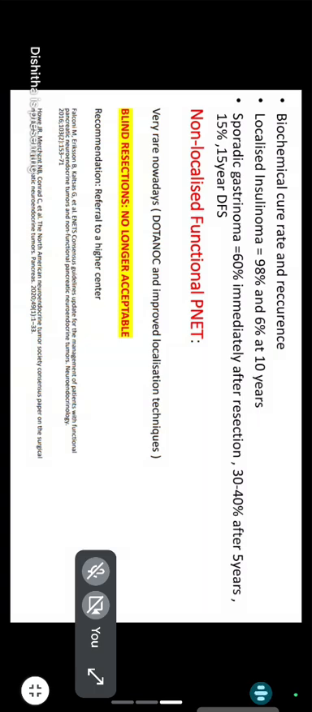When it is a localized insulinoma, the chance of getting a biochemical cure is 98% and the recurrence rate is 6% at 10 years. While for sporadic gastrinoma, the cure rate might be 60% immediately after resection, but after 5 years it drops down to 30 to 40%, and 15% is the 15-year PFS. When we are not able to localize a functional NET, previously blind resections were followed, but nowadays with improved Octreoscan and localization techniques like EUS and SRS, blind resections are no longer acceptable.